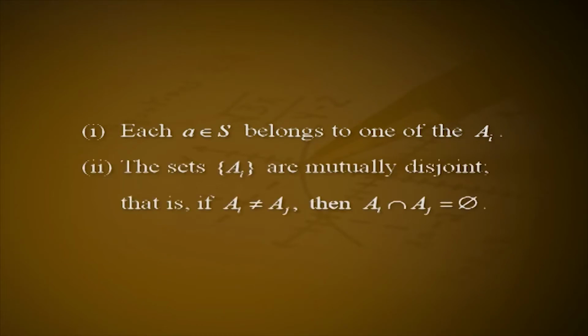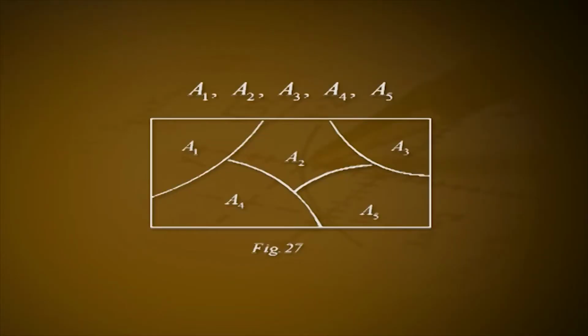Partitions. Definitions. Let S be a non-empty set. A partition of S is a subdivision of S into non-overlapping non-empty subsets. Precisely, a partition of S is a collection P, the collection A_i, of non-empty subsets of S such that 1. Each a belonging to S belongs to one of the A_i. 2. The sets in the collection A_i are mutually disjoint. That is, if A_i is not equal to A_j, then A_i intersection A_j is the empty set. The subsets in a partition are called cells. Thus, a belonging to S belongs to exactly one of the cells. The given figure 1 is a Venn diagram of a partition of the rectangular set S of points into 5 cells A1, A2, A3, A4 and A5.